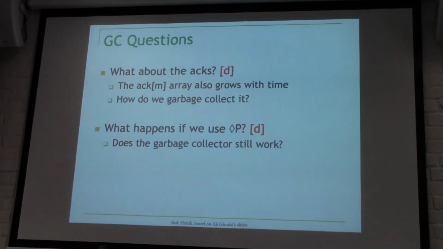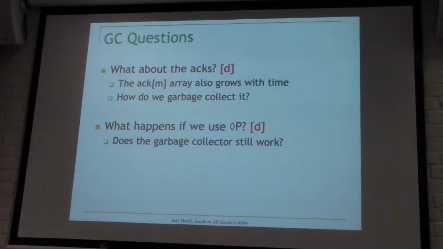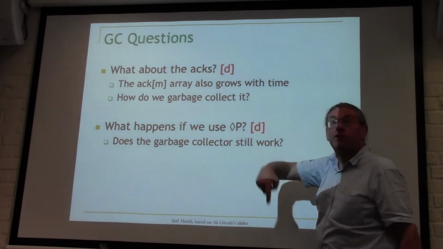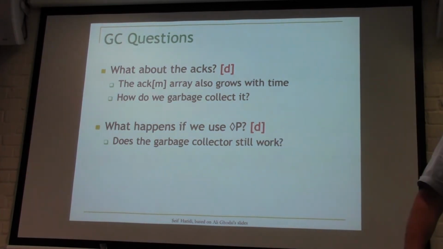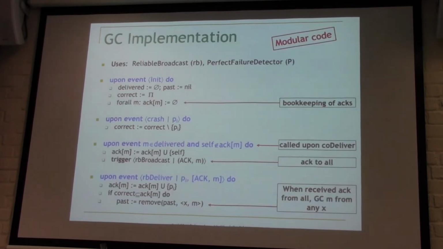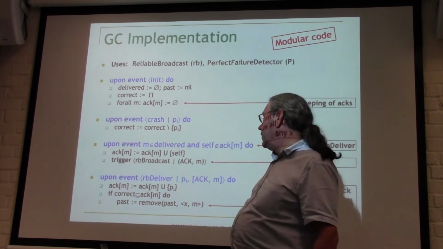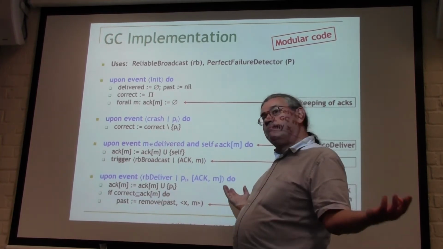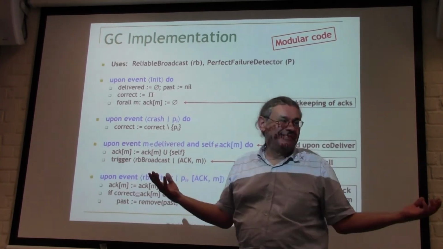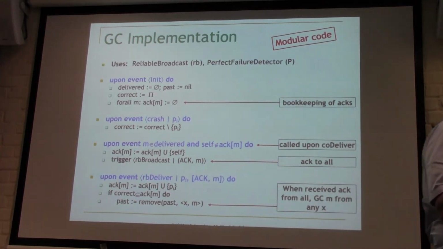So first, a question for you guys, to see whether you understand. What about the ACKs? The ACK array in the previous code is also growing, of course. So it seems like I'm not solving anything. This ACK array also keeps growing. So what do I do? I have to garbage collect the ACK array. How do I do that?